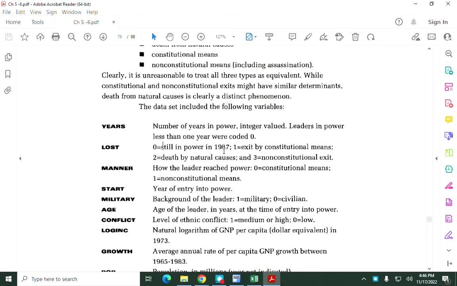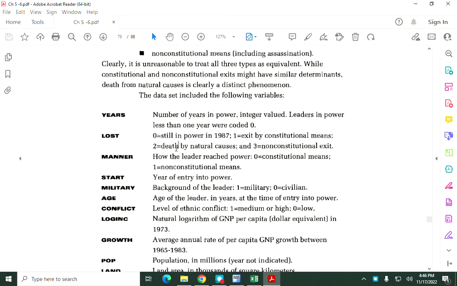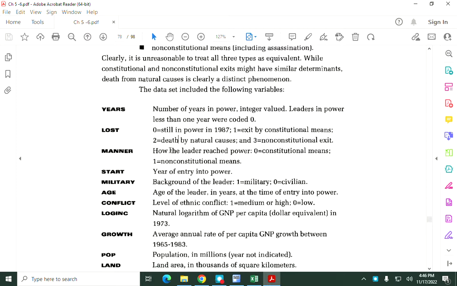0, 1, 2. 0 means they still have power. 1987. I was in grad school when I read this. 1, constitution; natural cause; non-constitution. Manner: how did a leader reach power? Constitutional means or non-constitutional means? Military coup. If you get power from a military coup, how likely are you to get killed because of a military coup?